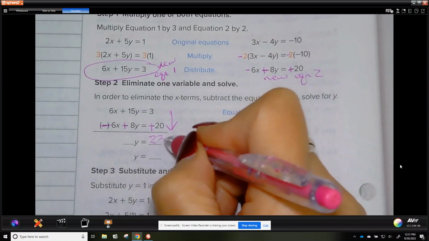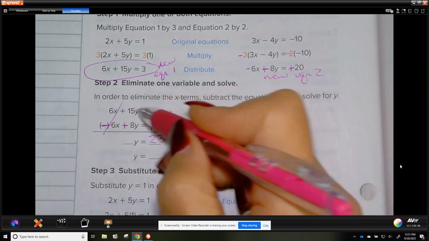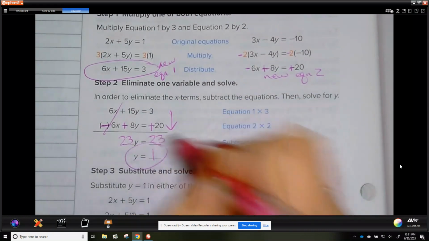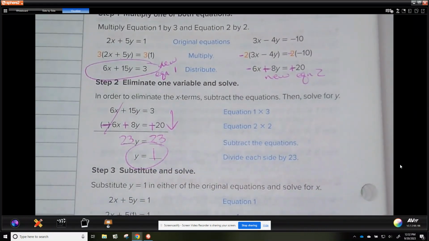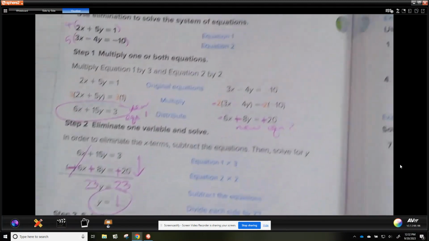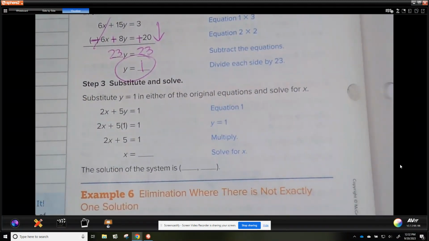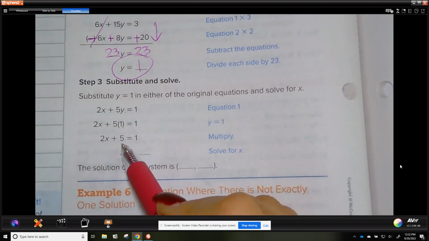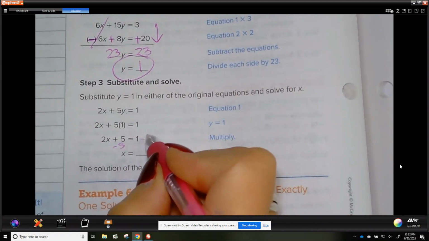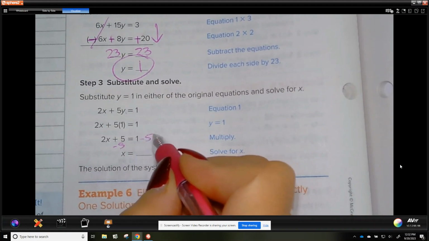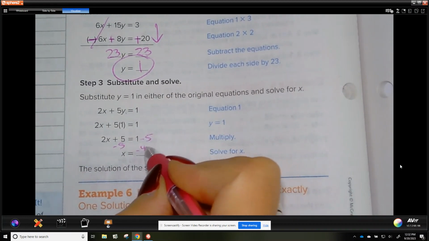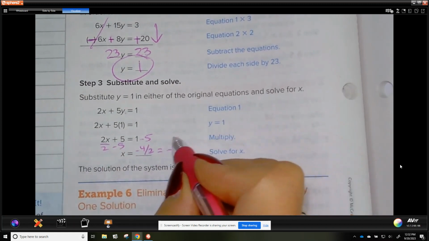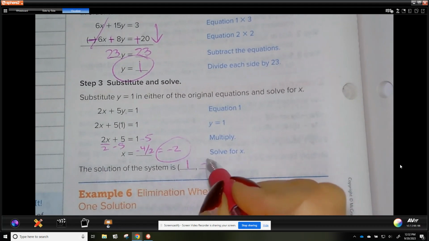20 plus 3 is 23. These eliminate. I get 15 plus 8, 23. 23 times 1 is 23. There's my y. Now we substitute into either equation. They chose the first. They put 5. I'm going to minus 5, minus 5. I get -4. -4 divided by 2, because this is divided by 2, is -2. So I get 1, -2.